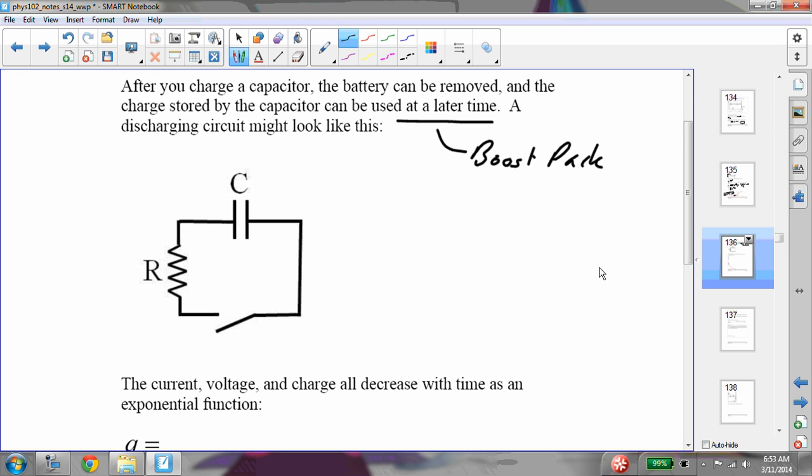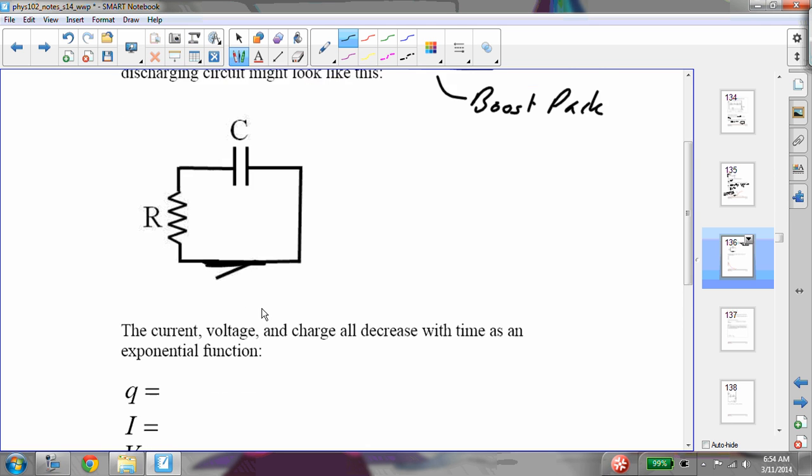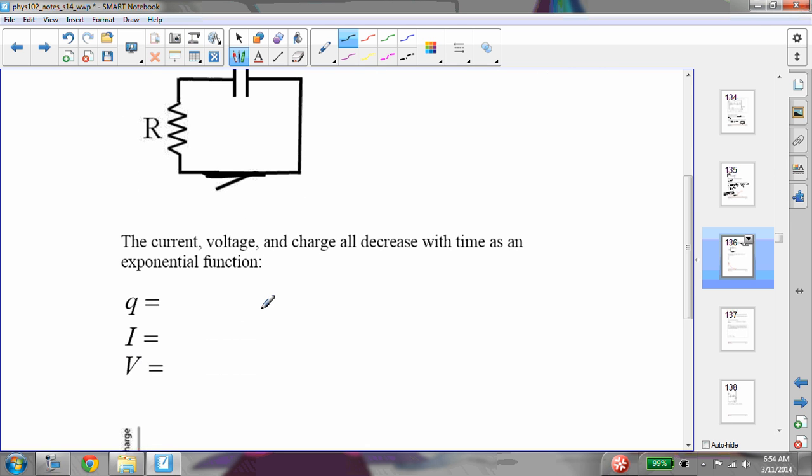And then as I discharge it, so as I close this switch, the current, the voltage, and the charge are all going to decrease with time as an exponential function. So the charge now is going to be Q equal Q naught e to the minus t over RC. If you recall, this is the same function that we had for current, but now we have it for charge, and it's going to look like this. It's going to start with a charge Q, and then it's going to gradually go down to 0. The current is going to be V over R, e to the minus t over RC.